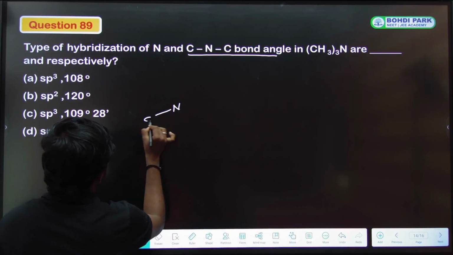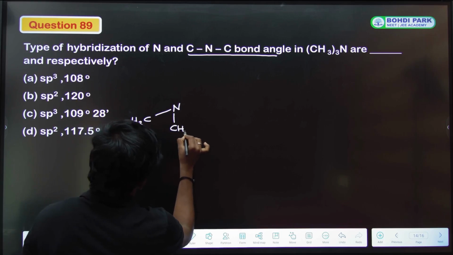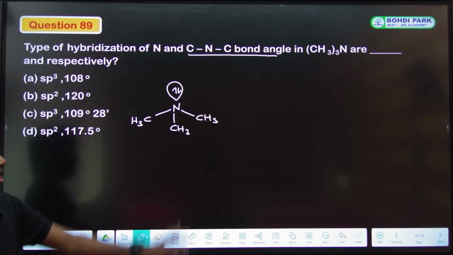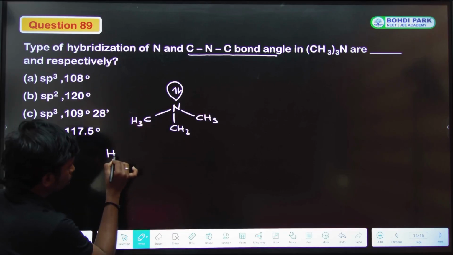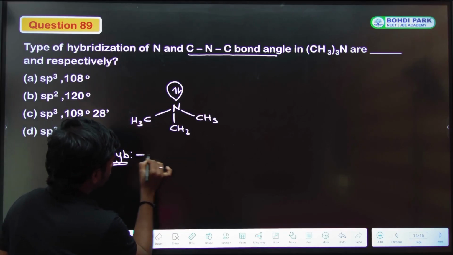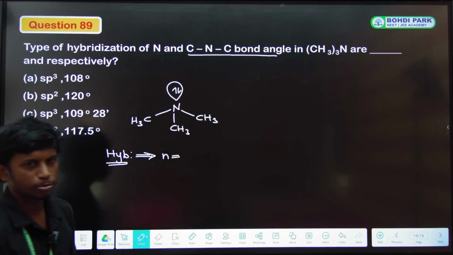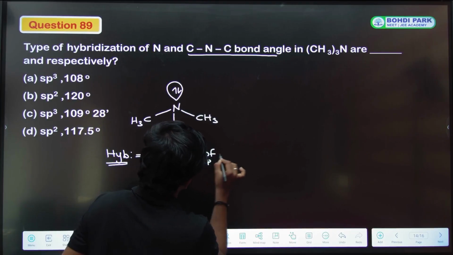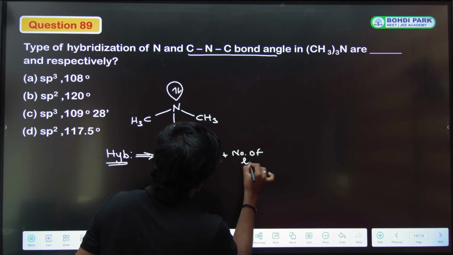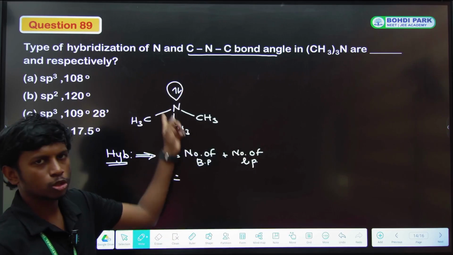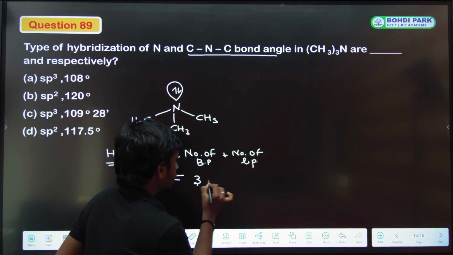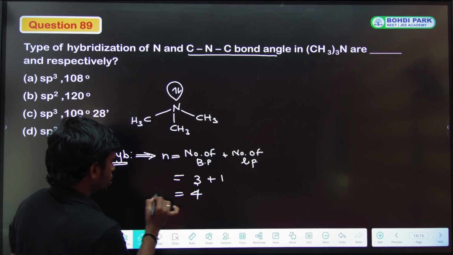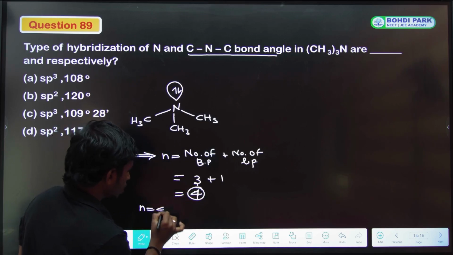Nitrogen CH3 CH3 CH3 ஒரு lone pair of electron. Okay, it will be the actual structure. Okay வா, hybridization கண்டுபிடிக்க இன்னொரு ஃபார்முலா இருக்கு. Nothing but we have to find the n factor as usual. Number of bond pair plus number of lone pair. எத்தனை bond pair இருக்கு நைட்ரஜன் கூட? மொத்தம் 3 bond attach ஆயிருக்கு. 3 bond pair. எத்தனை lone pair இருக்கு? ஒரு lone pair. So n is 3 plus 1 equal to 4.